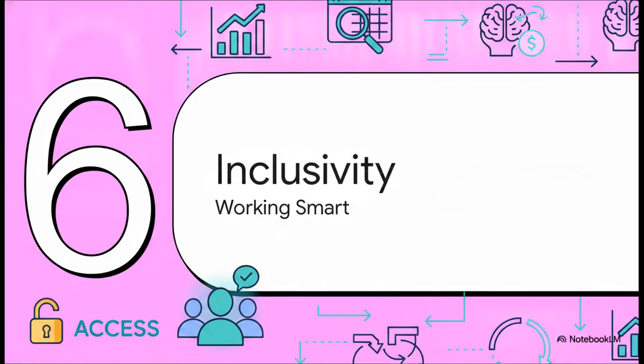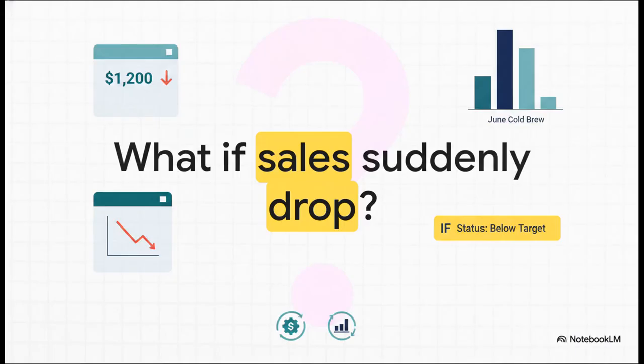Finally, Section 6. Working smart and inclusively. This is the big payoff. Because we built our formulas the smart way using cell references, our whole spreadsheet is now a live model. If you go in and change the input for June's cold brew sales, you get an instant what-if analysis. The totals recalculate automatically, the IF function immediately updates the status, the sparkline shifts, and the full chart redraws itself in real time. You can even work backward from a target, tweaking your numbers just to see exactly what it takes to hit that $2,000 goal.